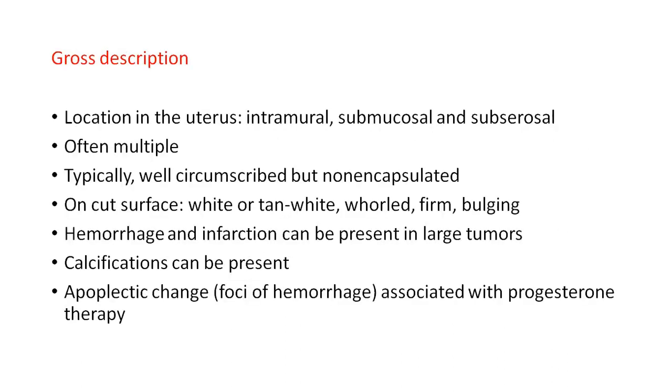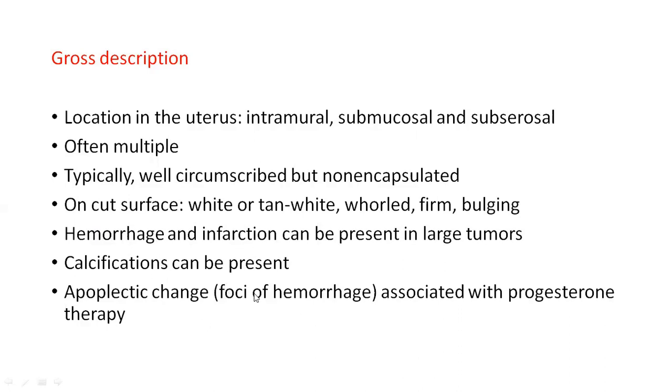In terms of gross description, they are commonly located in the uterus, where they can be intramural, submucosal, or subserosal. They are commonly multiple and well circumscribed, but not encapsulated. On the cut surface, they appear white or tan-white, whorled, firm, and bulging, and sometimes they can undergo degeneration if there is not a sufficient blood supply, so they can undergo hemorrhage or infarction, or they can present with calcification as well.